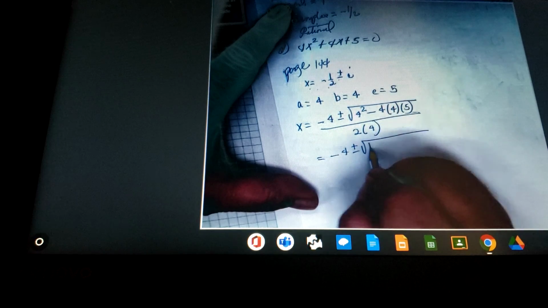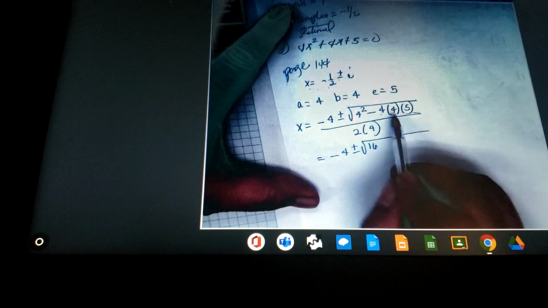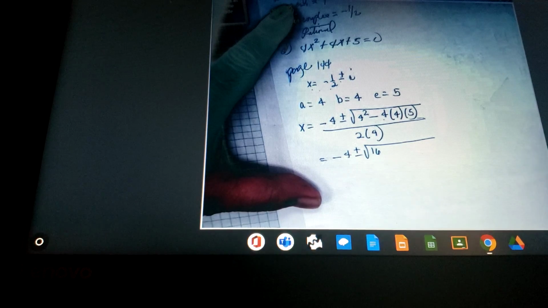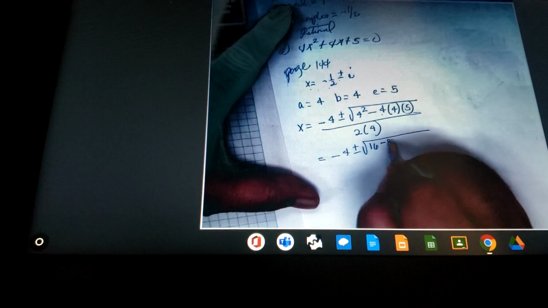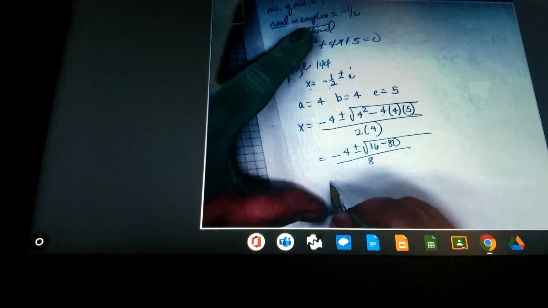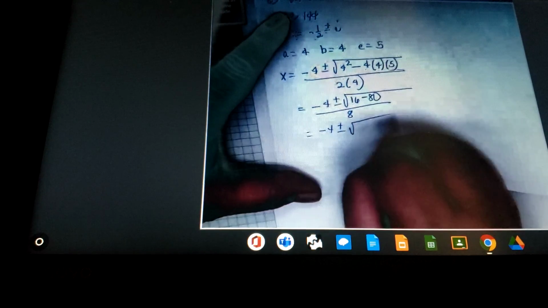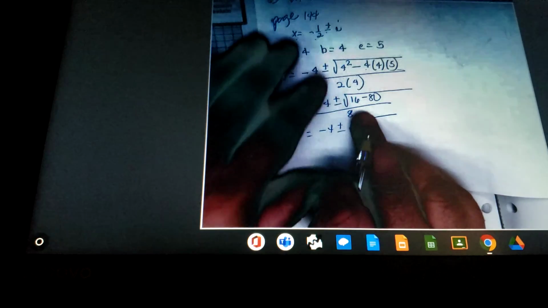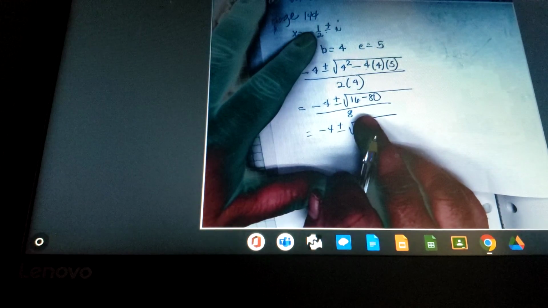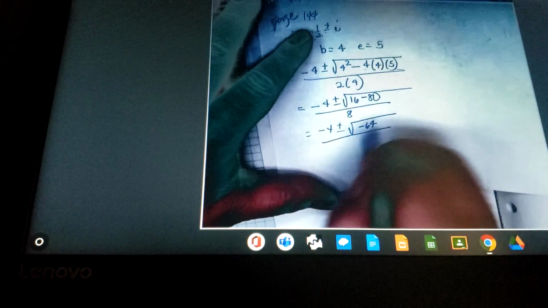This is 16. 16 times 5, what is 16 times 5? 80. Over 8. So 16 minus 80 is what? Negative 64. Negative 64 all over 8. Okay?